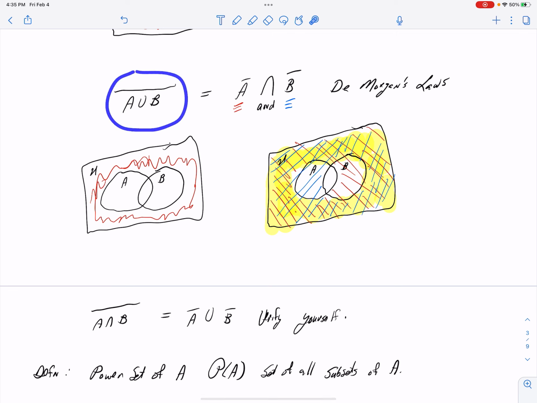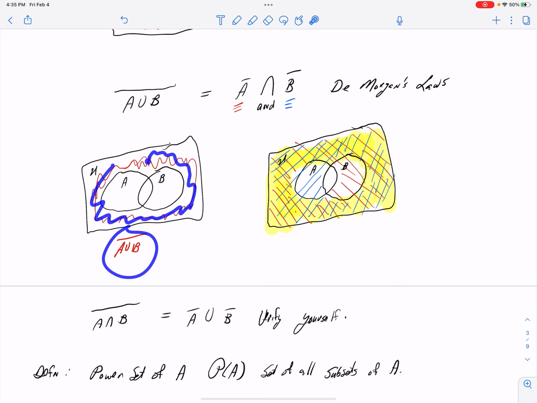First, I'm going to look at this set right here, the complement of A union B. Well, what does that mean? It means I take A union B, that's the inside here, right? And then I take its complement, which means I take everything else but that. So if I look at this, what I end up with is just what's on the outside. Yes?